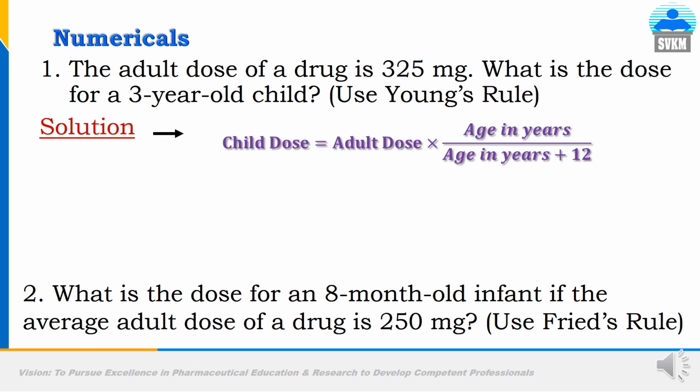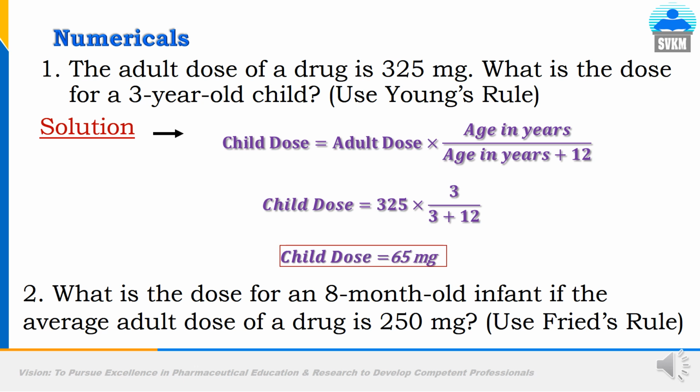As we know, Young's rule is: child dose is equal to adult dose multiplied by age in years divided by age in years plus 12. When you put in all these values, the adult dose and the age of the child are given. So 325 multiplied by 3 divided by 3 plus 12. When you calculate that value, you will get the child dose, which is 65 mg. And the next sum is for assignment, and you have to solve it and put your answer in the comment box.